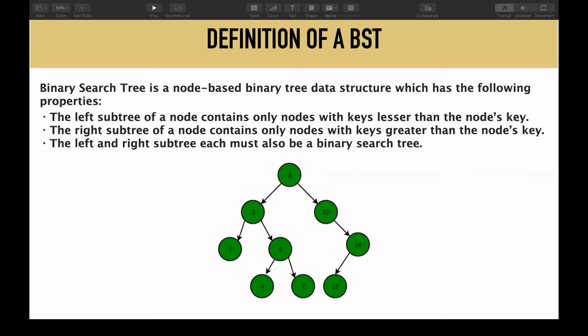Like 1 is less than 8, 3 is less than 8, 6, 4, 7, these all are less than 8. And all the nodes which are on the right side of 8, like 10, 14, and 13, should be greater than 8. So it is holding for 8. Now it should also hold for the nodes having values 3 and 10.